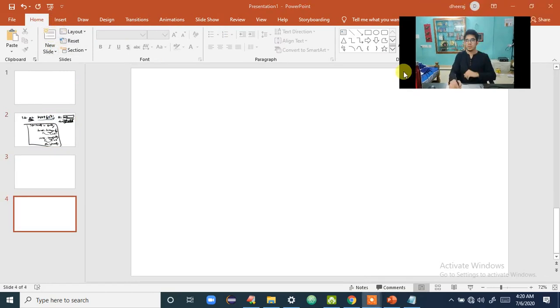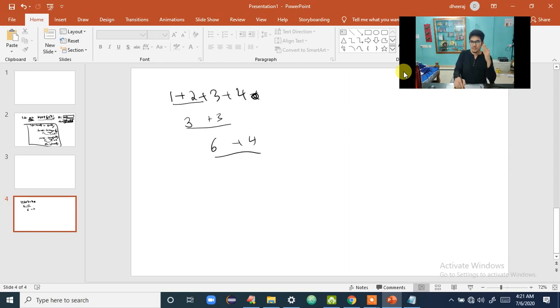So now we have to find the sum of first n numbers. Sum of first n numbers means I have to do 1 plus 2 plus 3 plus 4, like this. This is the sum of first 4 numbers. What is 1 plus 2 plus 3 plus 4? 1 plus 2 is 3. 3 plus 3 is 6. 6 plus 4 is 10.